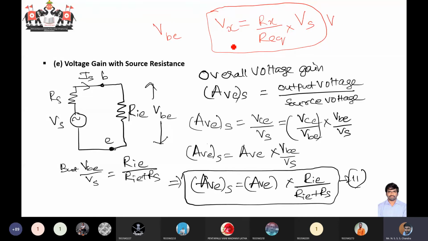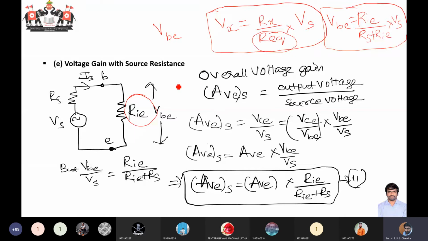So your VBE is equal to, what is Rx? What's this resistance? RIE, okay, divided by the total resistance, R equivalent. In a series circuit, the equivalent resistance is the sum of the resistances, right? So it is RIE divided by RS plus RIE, into Vs. Okay, this you keep aside. So VBE and Vs, you know the relationship.